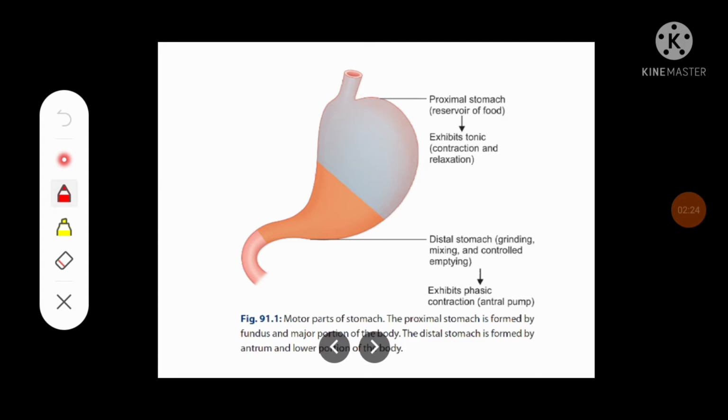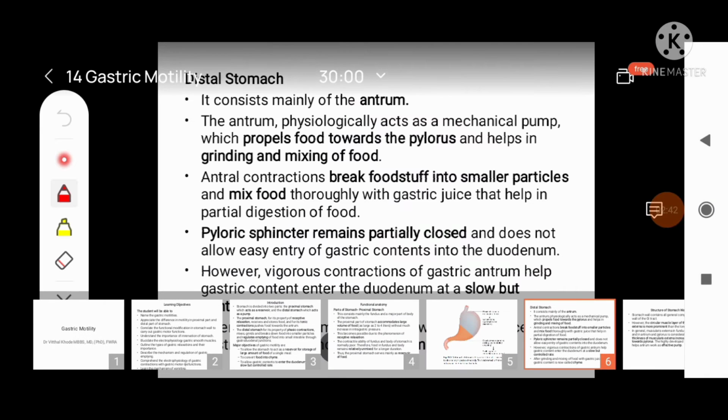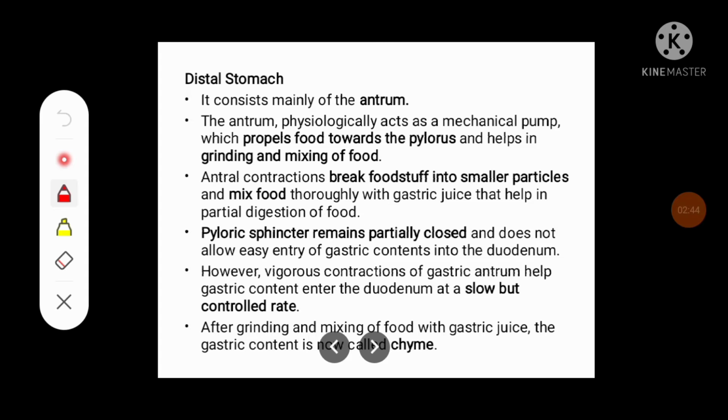So this is the proximal part of the stomach which exhibits tonic contraction and relaxation, and this is the distal part of the stomach which helps in grinding, mixing and controlled emptying of the food. Okay, so it exhibits phasic contraction which is called the antral pump. The distal stomach consists of mainly the antrum.